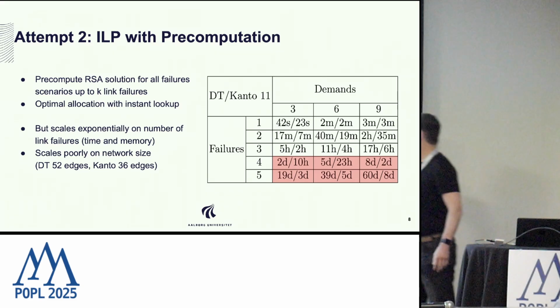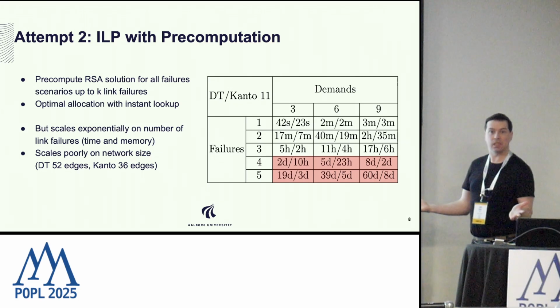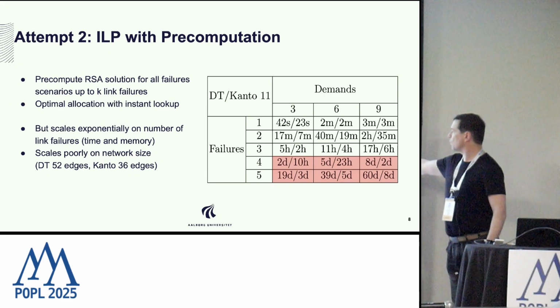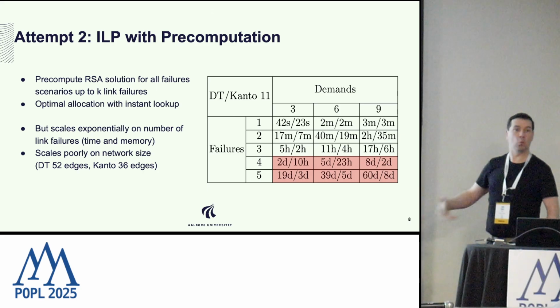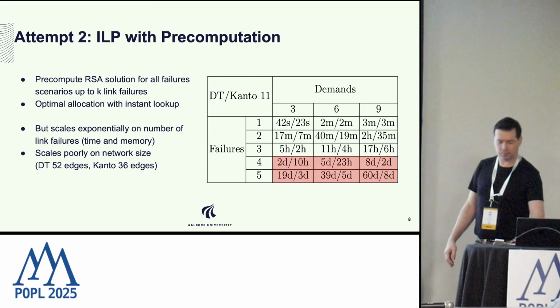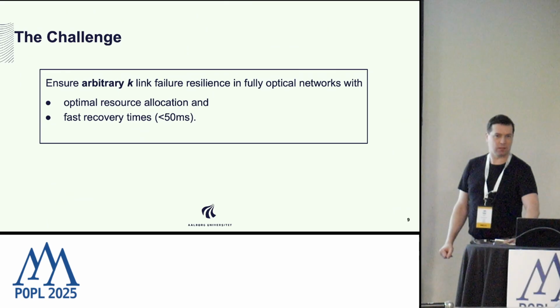So we tried for a number of demands. If it's for one failure, you can prepare yourself in 3 minutes and then you can react immediately because you already know which path to use. For 2 link failures, 3 link failures, this starts taking hours, and with 4 and 5, this takes days and weeks to compute. So again, that solution does not scale. So the challenge is we would like to be resilient to arbitrary number of link failures, find optimal resource allocation, and be fast.